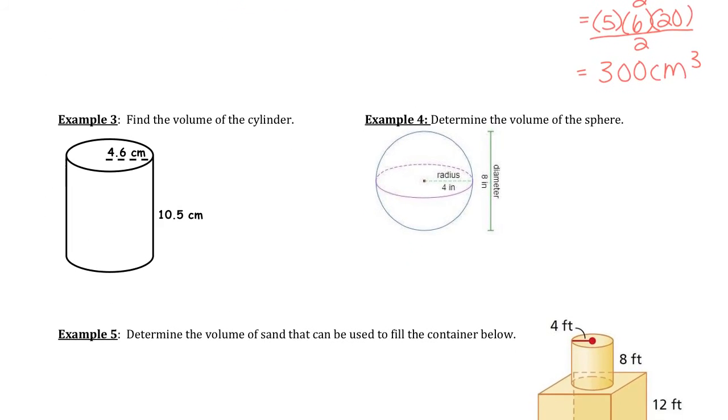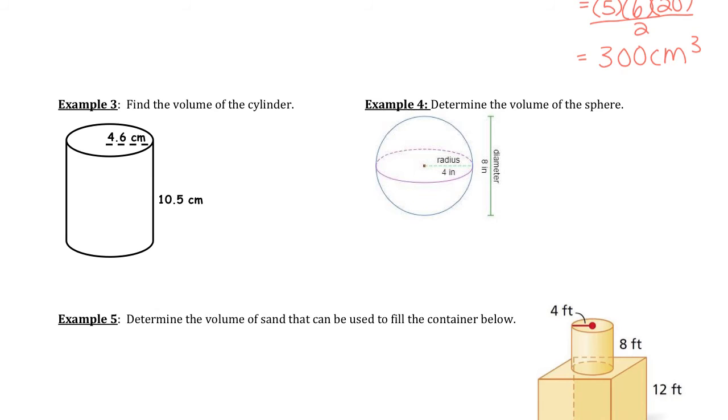Okay, our next example is a cylinder. So we're going to find the volume of a cylinder. So I go to my formula sheet. I know that volume is equal to pi r squared times the height. Okay, so I'm going to have pi, or you can punch in 3.14 or use the pi button on your calculator, times 4.6 squared times 10.5.